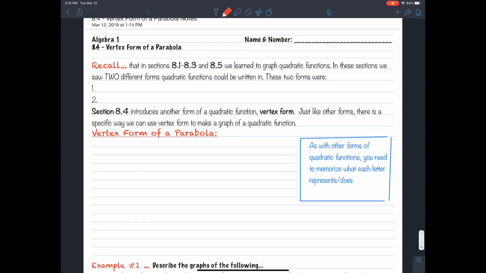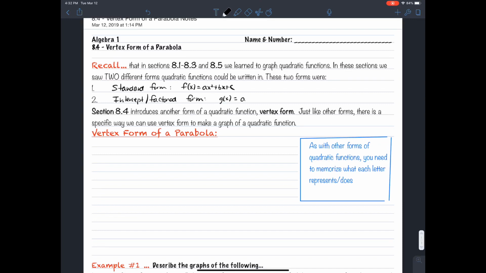So today we're going to go over section 8.4, which is the vertex form of a parabola. As background, up until this section, in 8.1 to 8.3, as well as 8.5, we've seen quadratic functions written two different ways. One of them has been standard form, in which case we can write the function f of x as ax squared plus bx plus c. And the other one we've seen was intercept form, which we can also call factored form. And we saw those where it was essentially like trinomials, but they were already factored for us.